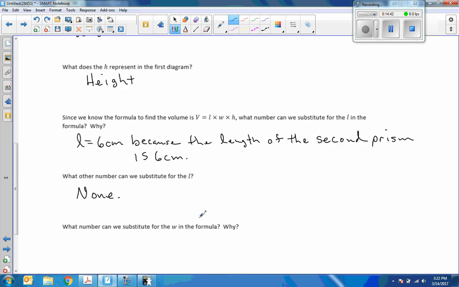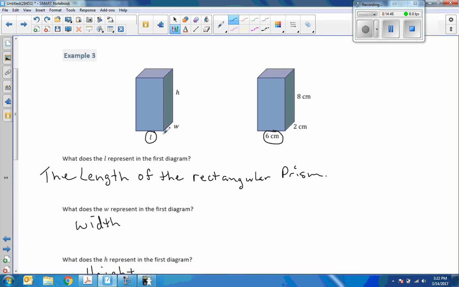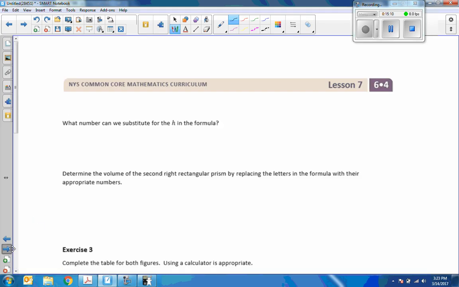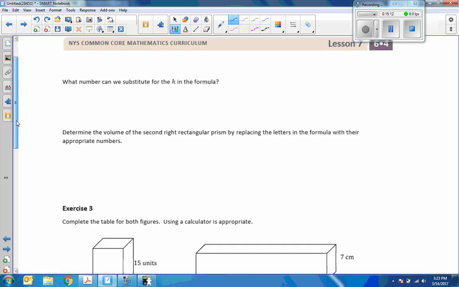What number can we substitute for the W in the formula and why? So if I come up here, here is W, and this corresponds to W, so W equals 2 cm. The reason is because the width of the second prism is 2 centimeters. I'm not going to write that, but that's what we'd say. The width of the second prism is 2.